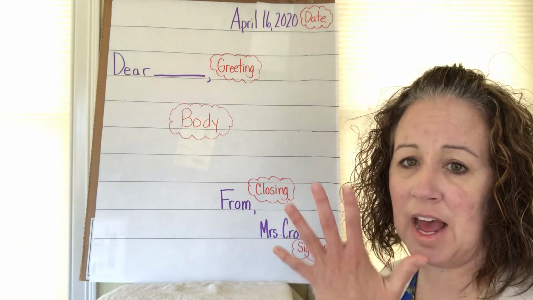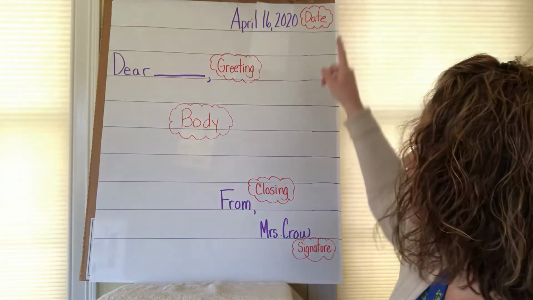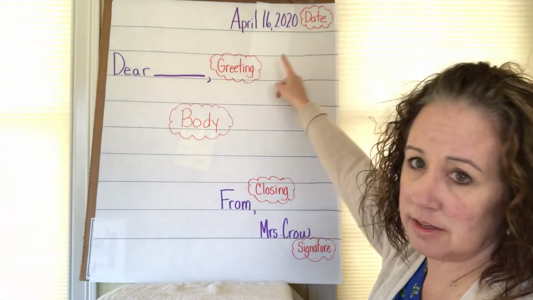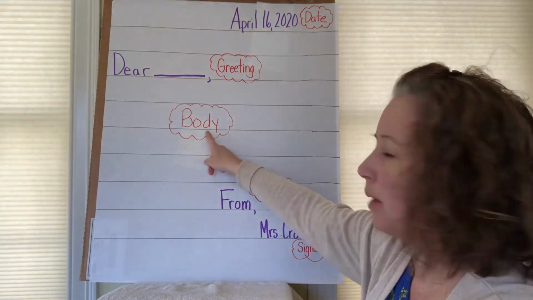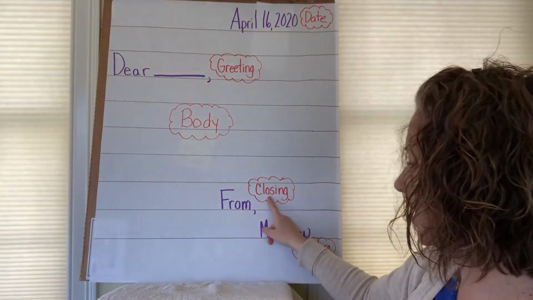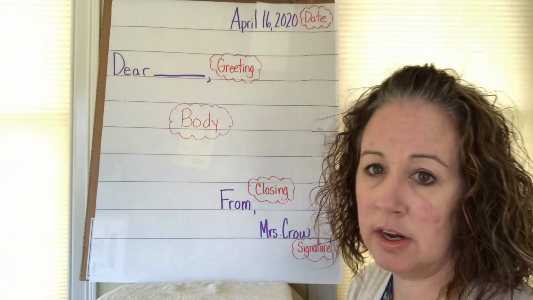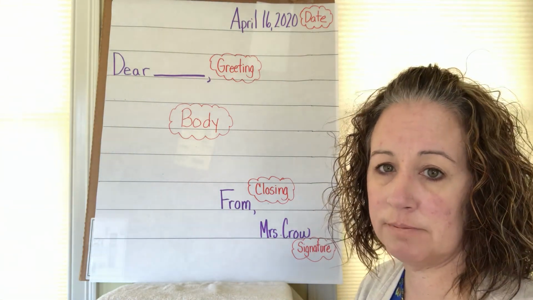So these are the 5 parts of a friendly letter. You must have a date. You must have a greeting. You must have a body. You must have a closing. And you must have a signature in order to have a friendly letter.